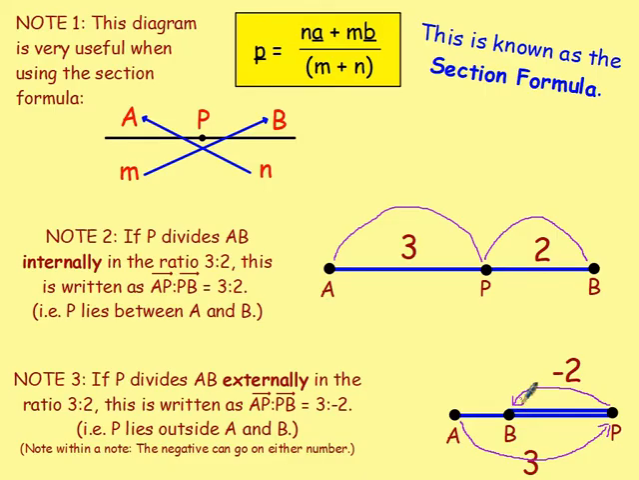So if we ever see it dividing externally in the ratio, for example, 3 to 2, we have to write that as 3 to negative 2, because we are then going to P and then going back the way towards A. The negative can go with either number, so you could write that as negative 3 to 2 or 3 to negative 2. It doesn't matter which number the negative goes with. Let's try some examples then.